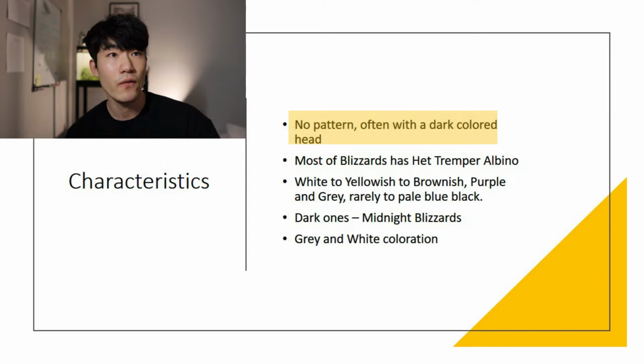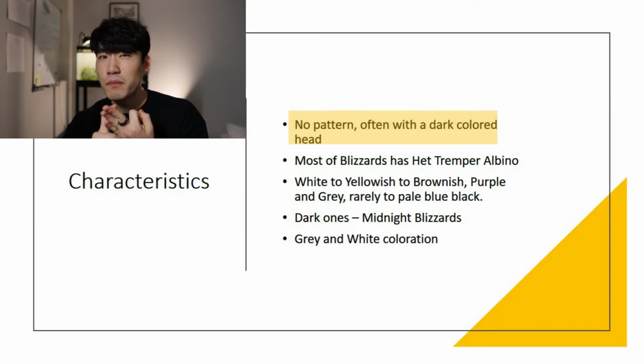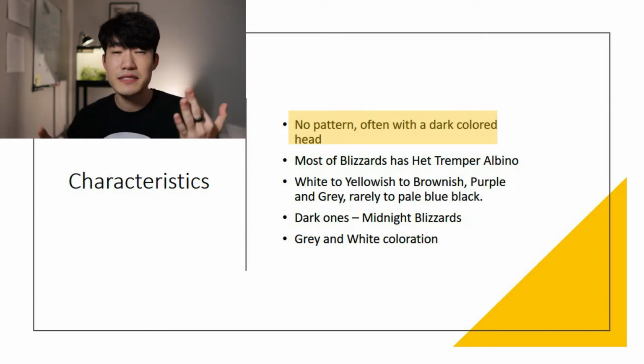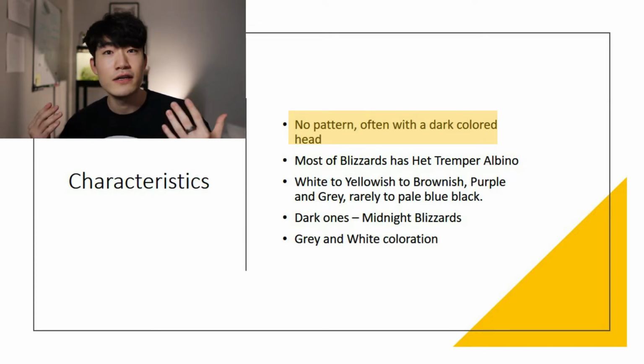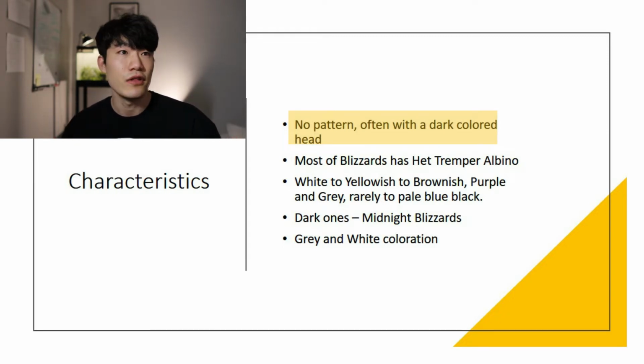Next up, it's going to be the characteristics. About the Blizzard line, it has no pattern, which I have covered already. And sometimes it has a dark color with this morph. So it can be white, it could be yellow, brownish. Some people say purple and gray. I guess that's similar to blue-black. So those are the things that happen when you have a Blizzard line in your leopard gecko.